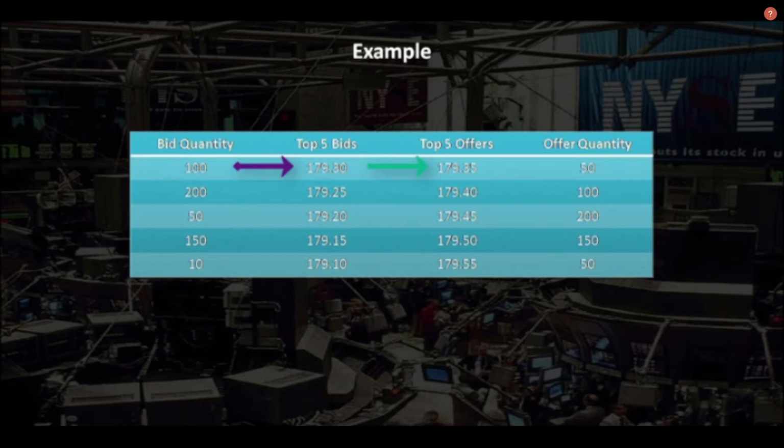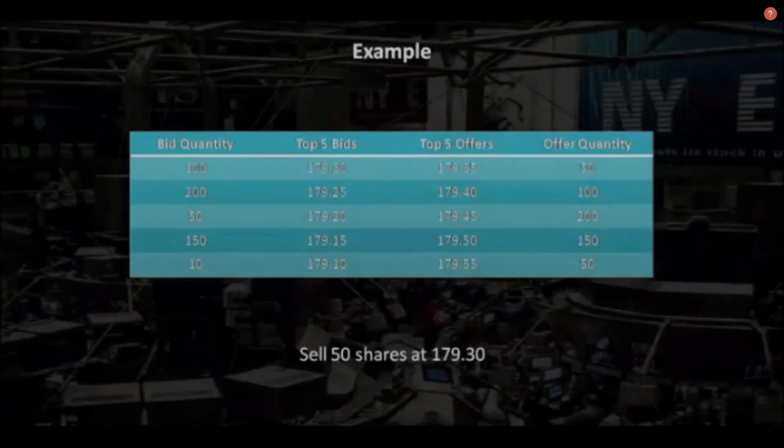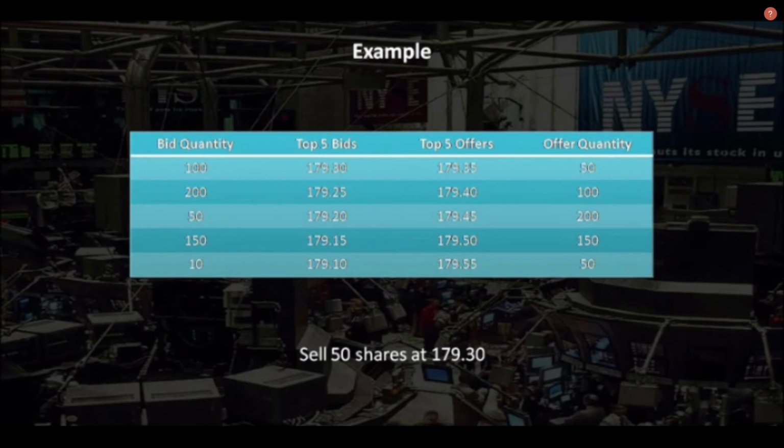Let's look at a few examples to understand how the execution of an order placed by an investor will work given this bid offer price quantity situation in the market. Now if these are the available bids and offers in the market and you wish to sell 50 shares at 179.30, you can do so by placing a market or limit order.